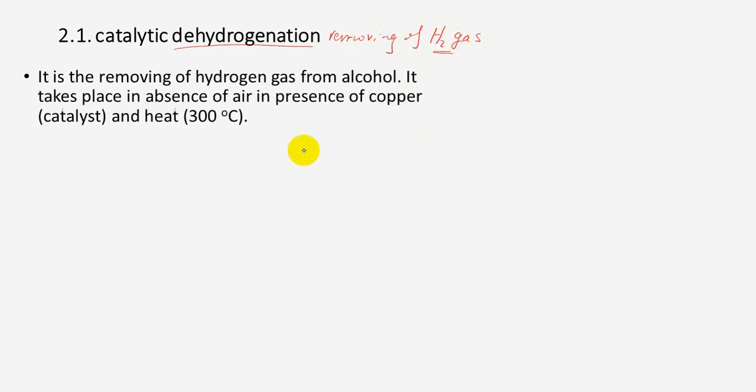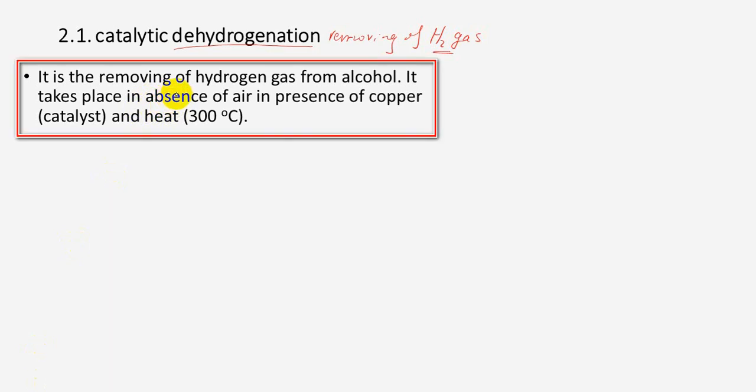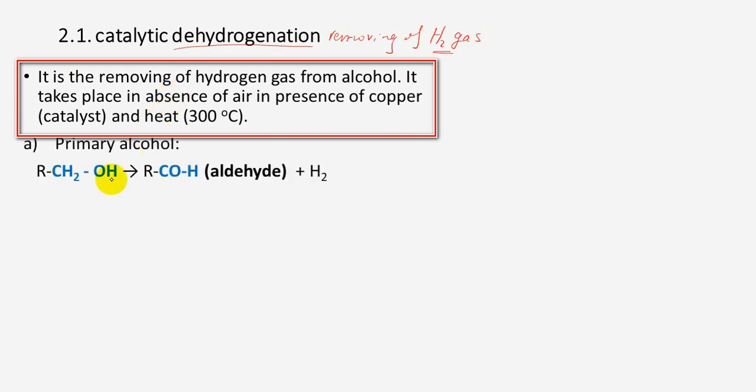The condition for this reaction is an absence of air. The reaction takes place in a closed flask, in the absence of air and in the presence of a catalyst, which is copper. For a primary alcohol, during catalytic dehydrogenation, it is changed into an aldehyde.